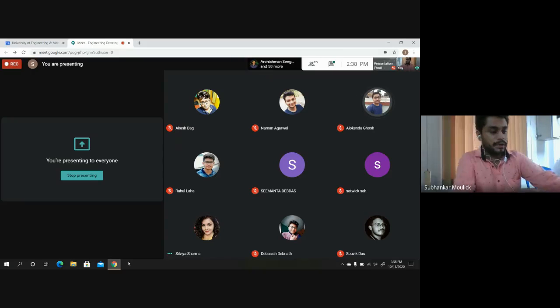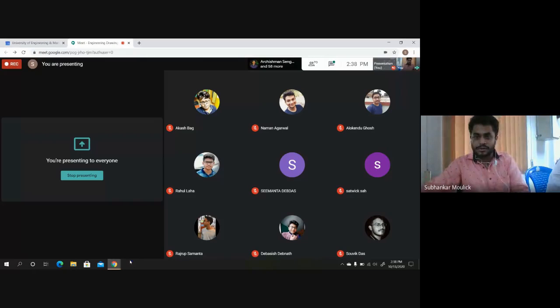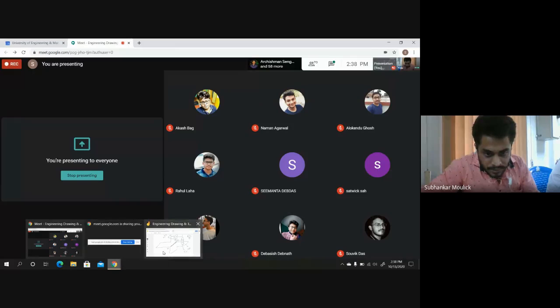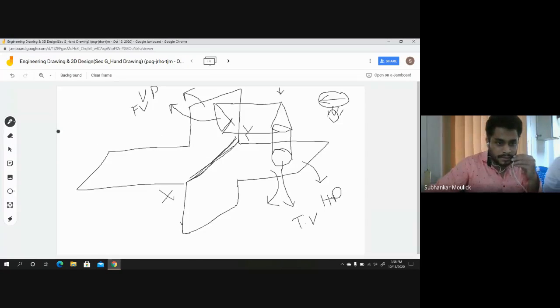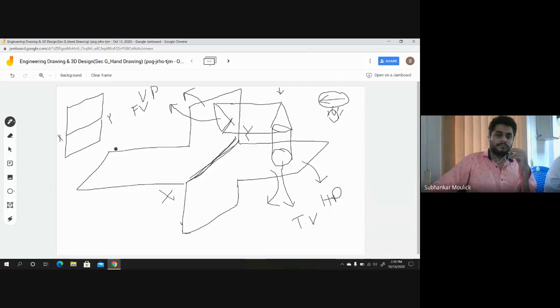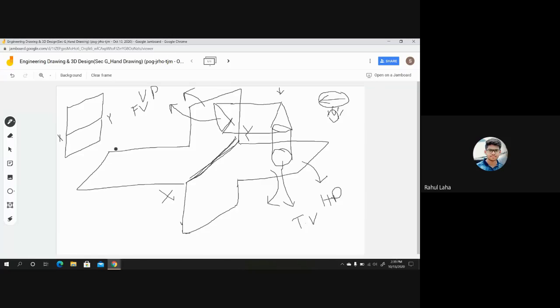Fine. So if I depict the things which I have told just now by a diagram, how can I depict? That means I am rotating this horizontal plane 90 degree clockwise. If I rotate like this, then this is the final position. This is my VP, and this is my HP, and this is your reference line, XY line. Yes or no?